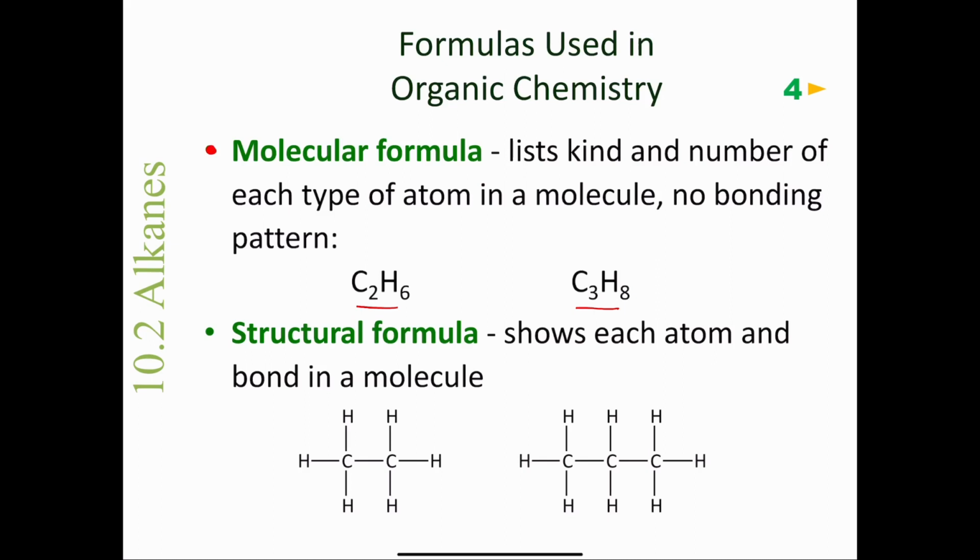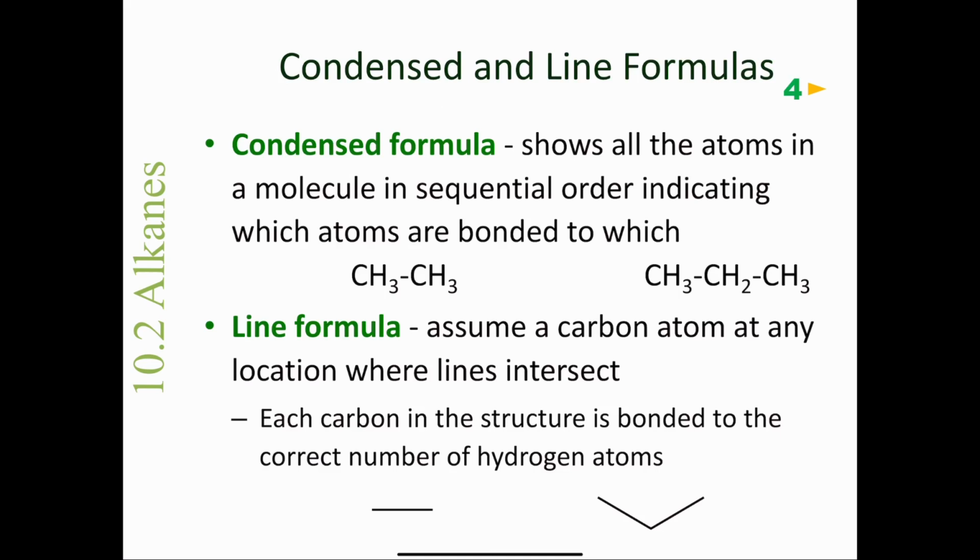A structural formula shows each atom and bond in a molecule. So here we have two examples of structural formulas, and if you notice, this compound down here has the molecular formula C2H6, and this one down here has the molecular formula C3H8. But these structural formulas again show us every bond and how the atoms are arranged. Although structural formulas show the complete structure for a molecule, for large molecules, they can be very time-consuming to draw and take up a lot of space.